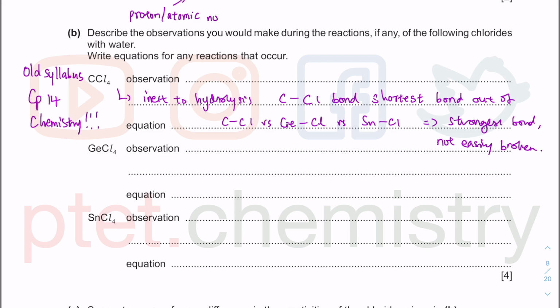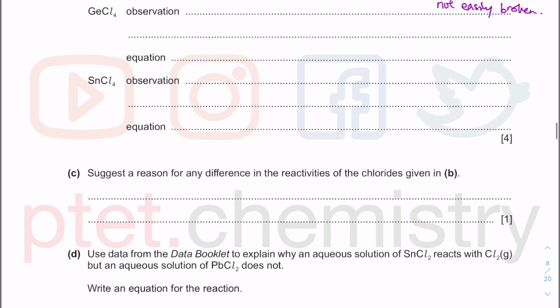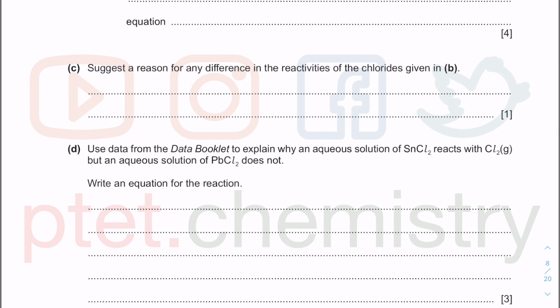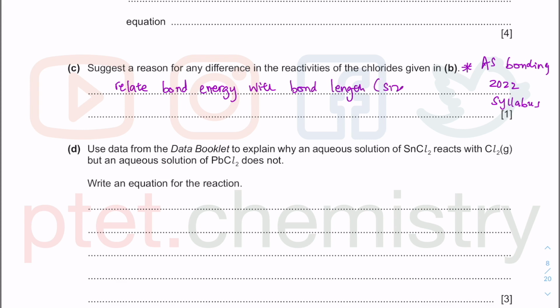Okay, but as for the rest of it, I don't think we need to talk too much about that. That was basically the reason for the reactivity. This is in the AS bonding 2022 syllabus, where they will expect you to relate bond energy, covalent bond strength with bond length. This is to do with the size of your atom, and then you can relate to reactivity. If you need to break the bond, are you breaking a stronger bond or are you breaking a weaker bond?